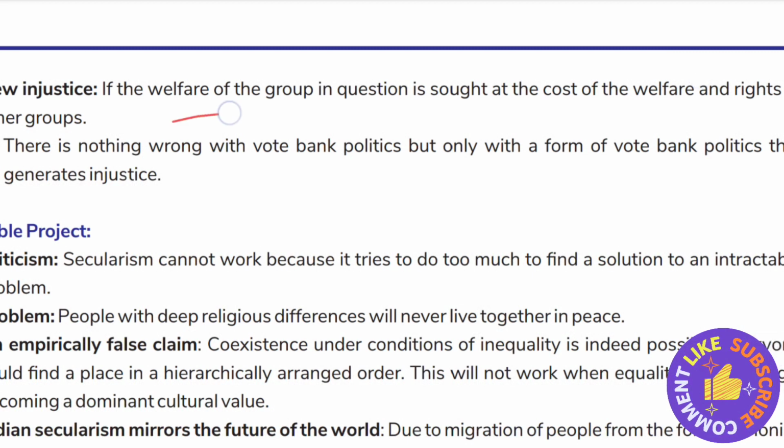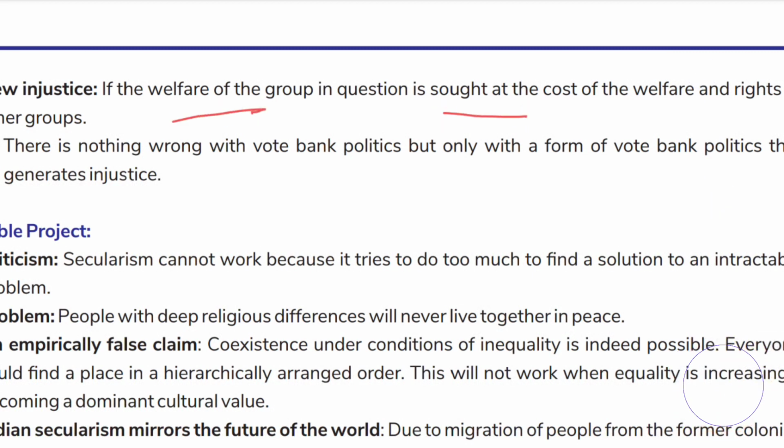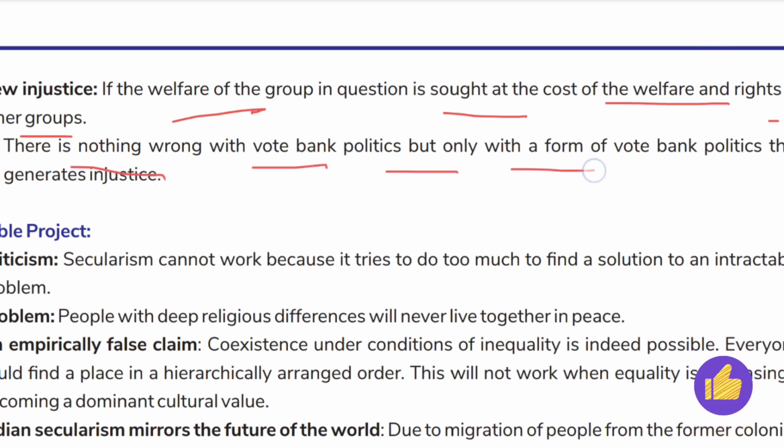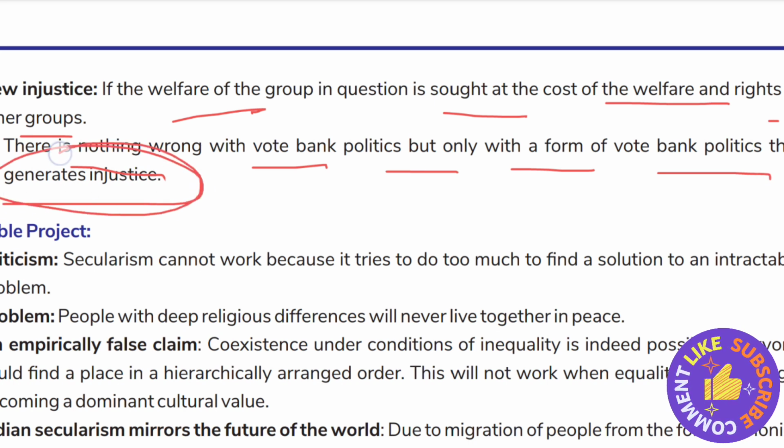New injustice. If the welfare of the group in question is sought at the cost of the welfare and rights of other groups, the problem is not with vote bank politics as such, but only with a form of vote bank politics that generates injustice.